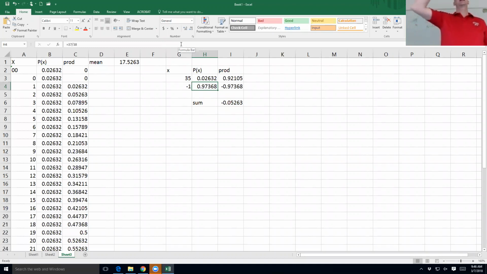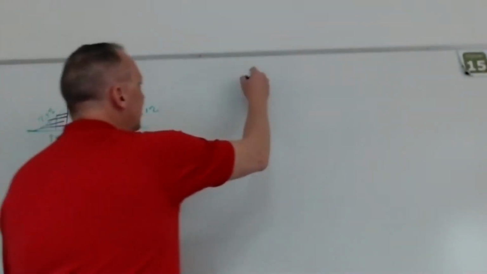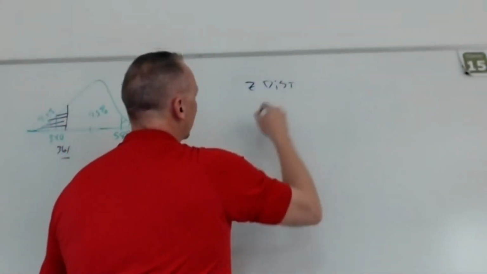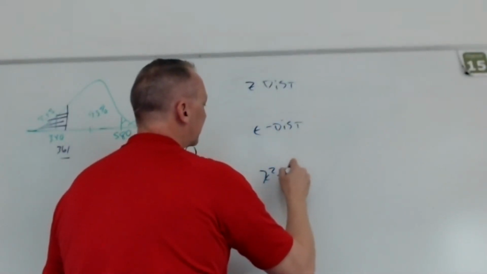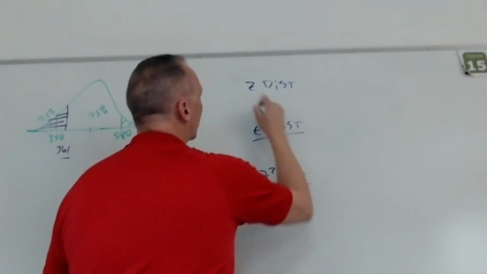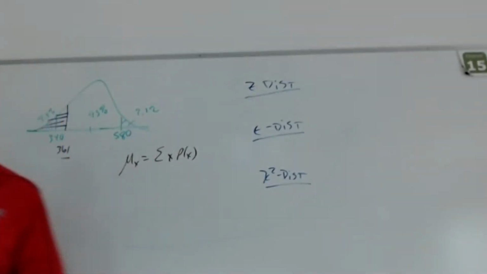Okay. Now, I want to ask Gentry, because you asked a really good question. We wanted it recorded. What was your question? When do you use chi-square, z, and t? Okay, we're going to stop sharing on this because we're going to write that on the board. So how do you decide when to use the z distribution, the t distribution, and the chi-square distribution?